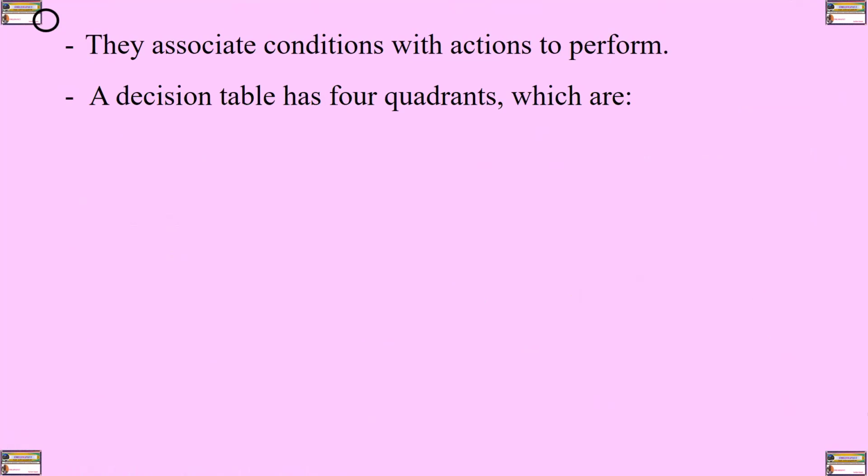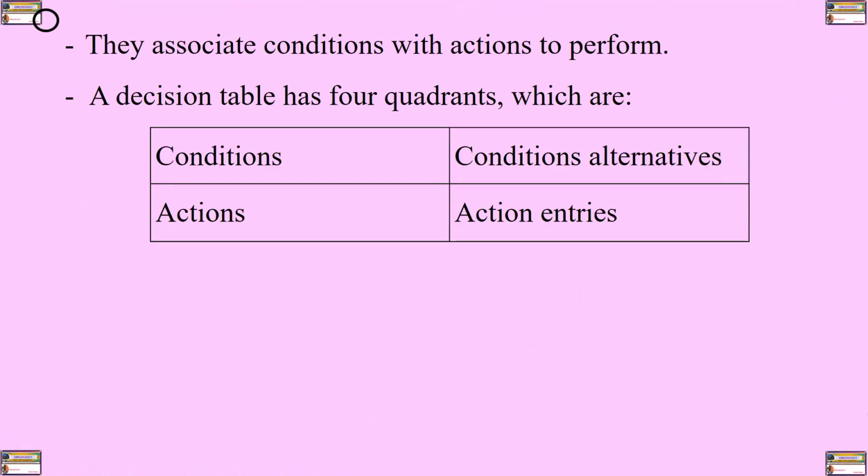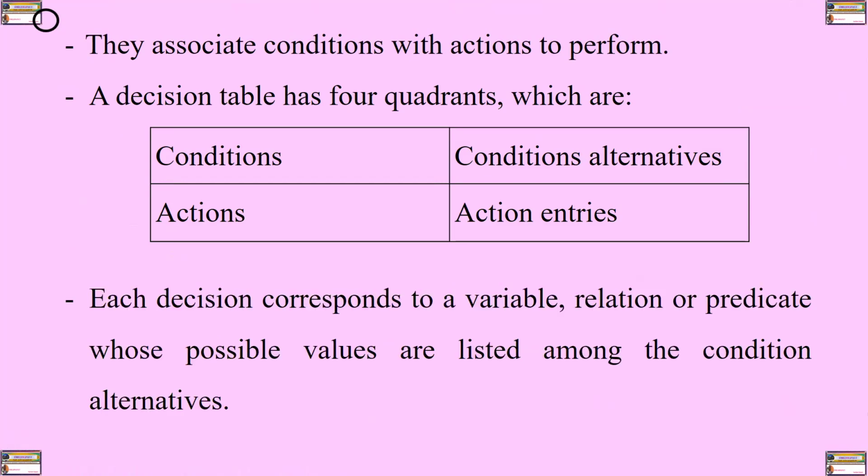A decision table has 4 quadrants, which are the condition alternatives, the actions, and the action points. Each decision corresponds to a variable, a relation, or a predicate whose possible values are listed among the condition alternatives.